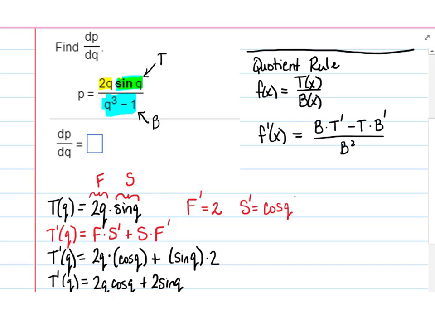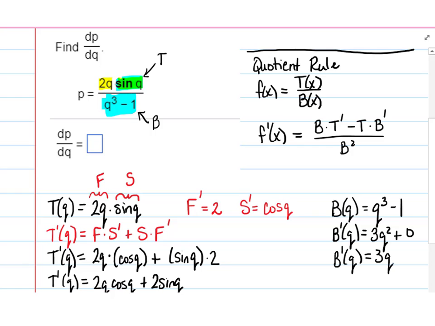All right, so to find the derivative that we want, p prime, we have to use the quotient rule, and we need both the t prime and the b prime. So let's go ahead and find b prime as well. We decided to let the denominator be the function capital B, the bottom, and that was q cubed minus 1. B prime of q would be 3q squared plus 0. So now we know that b prime of q, the derivative of the bottom, is just 3q squared.